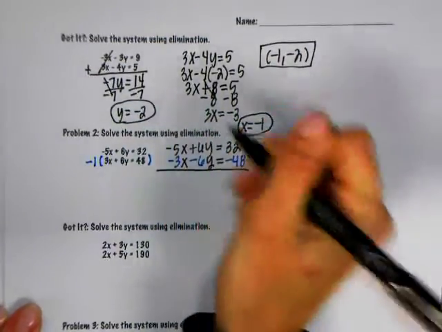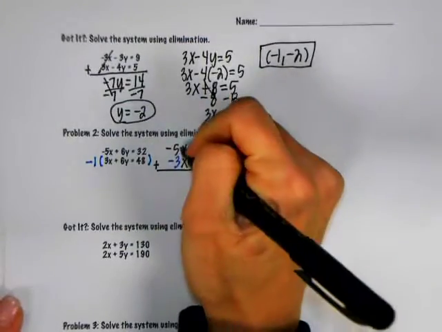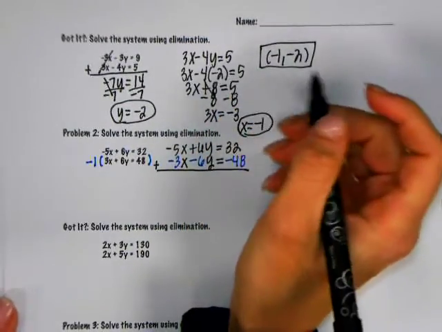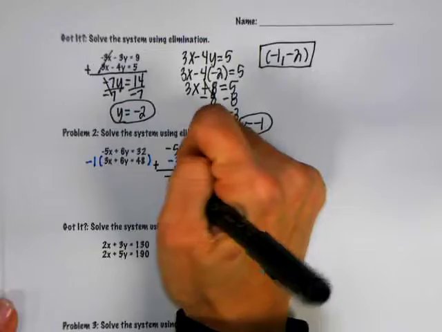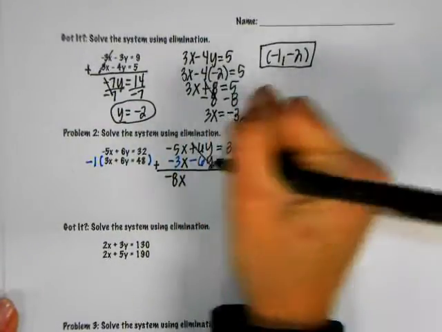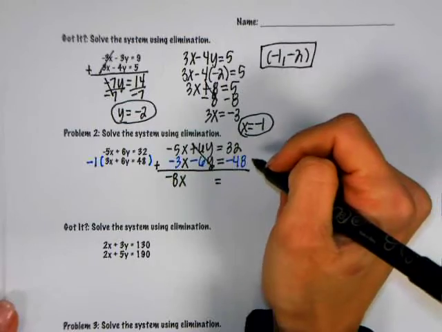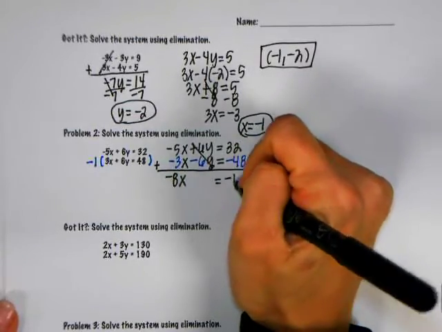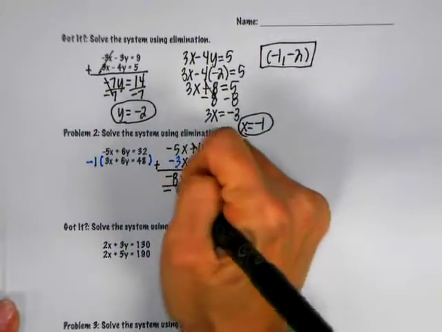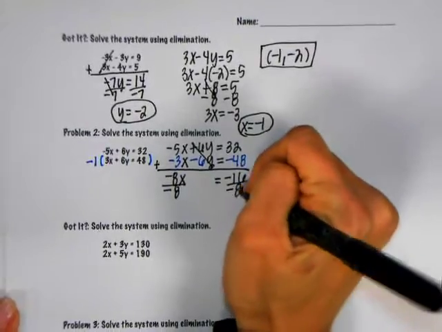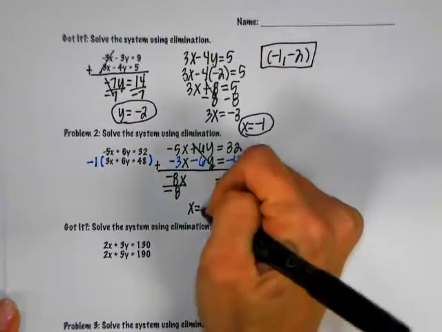Okay, so let's add those together now. So it's negative 5x and negative 3x. Yep, negative 8x. 6 minus 6 is 0. 32 minus 48, negative 16. Yep, divided by negative 8. So what does x equal? 2.